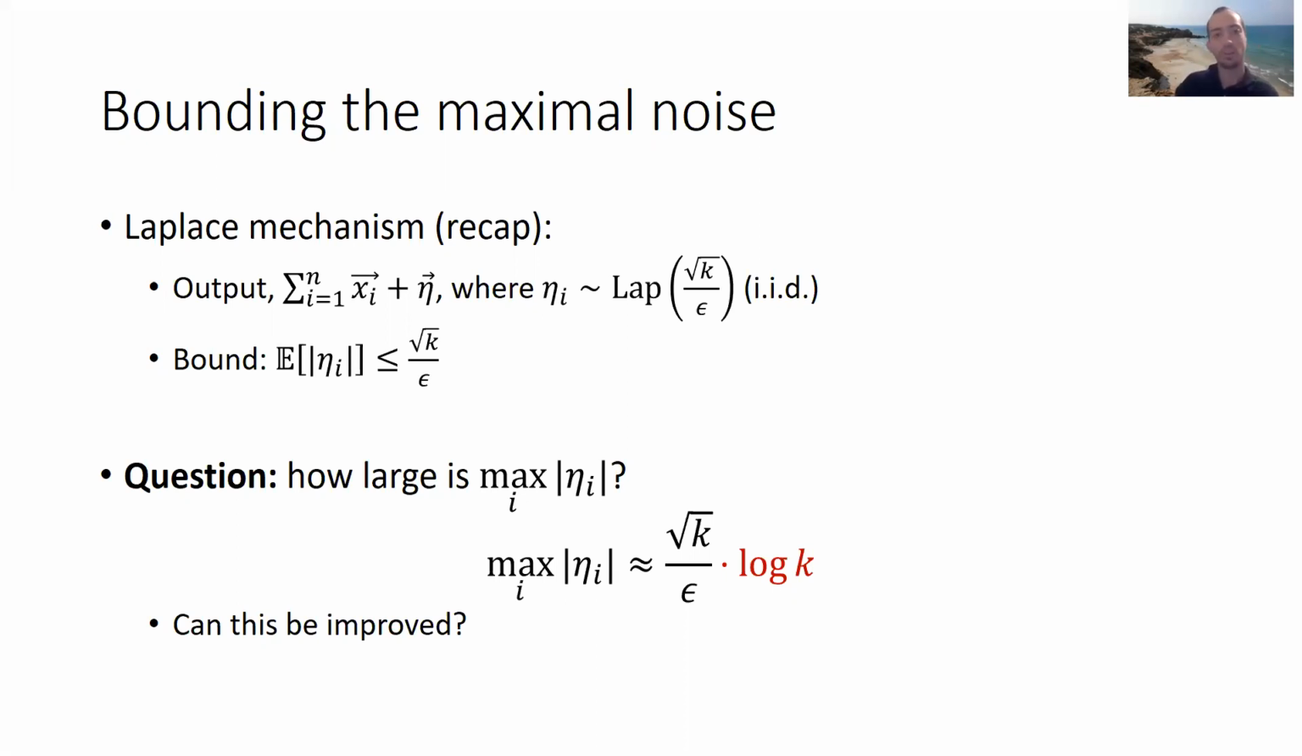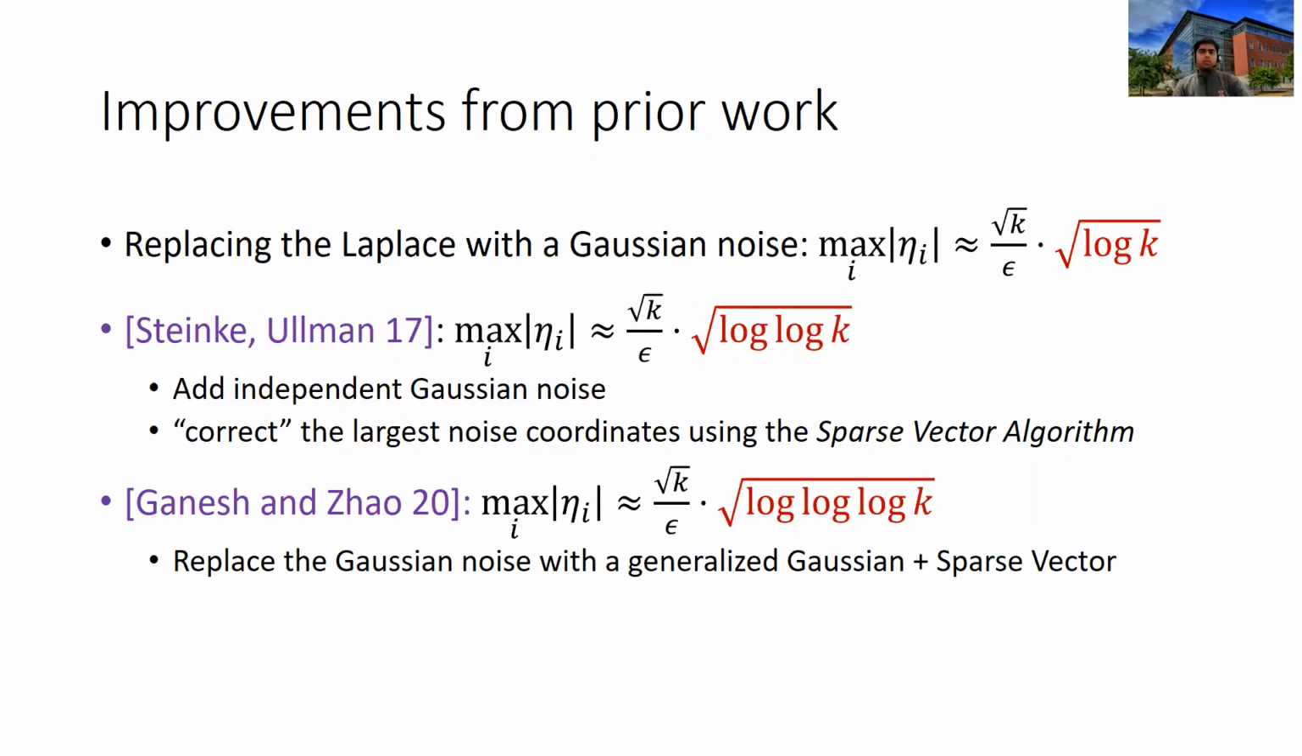So let me repeat the issue. The issue is that the maximal noise is larger by a log k factor than the average noise, and we actually want all the noises to be of the same, good factor. So let's see improvements over this log k factor. If we replace the Laplace noise with Gaussian noise, then the maximal noise will now be off by a square root of log k factor. That's because the Gaussian random variable is more concentrated than the Laplace random variable. And further, Steinke and Ullman constructed a mechanism that actually reduced the log to log-log.